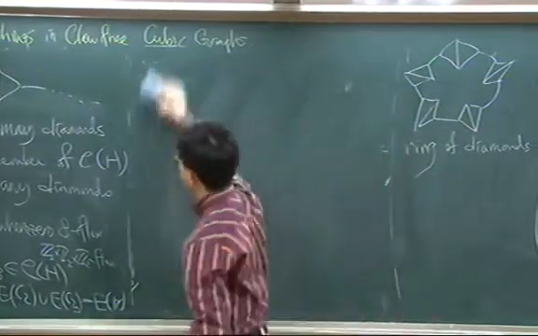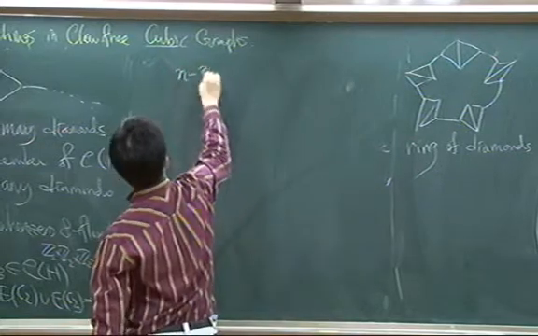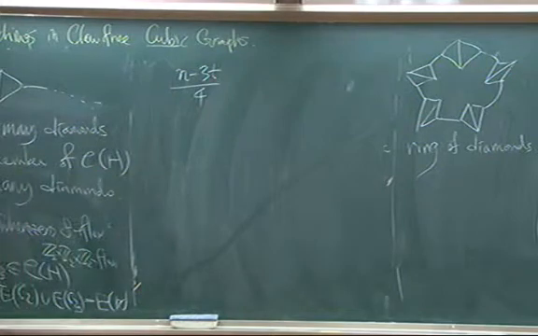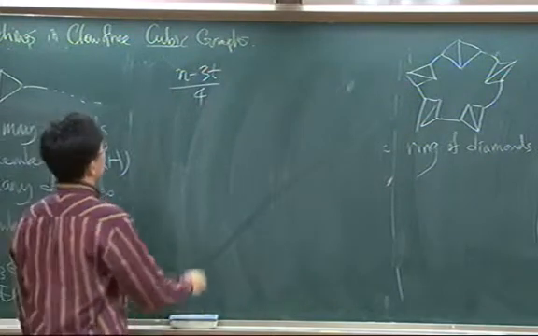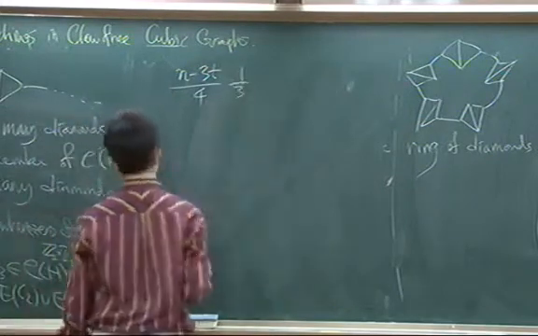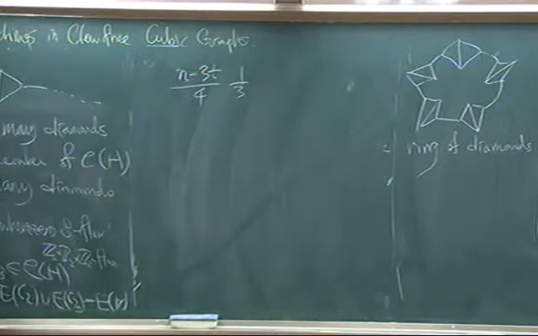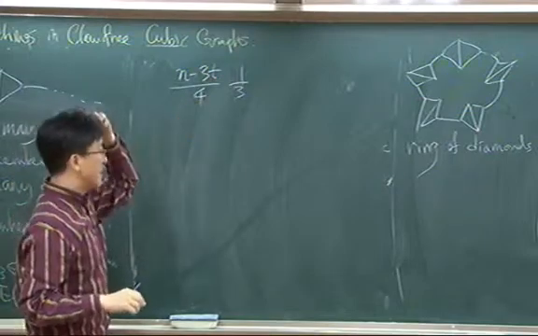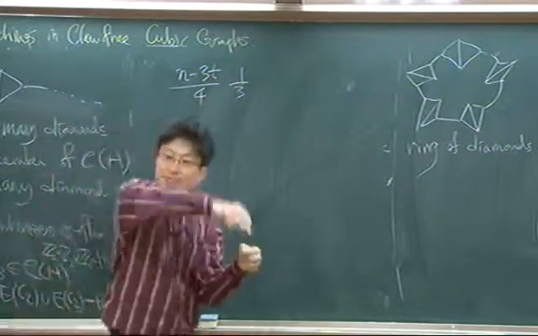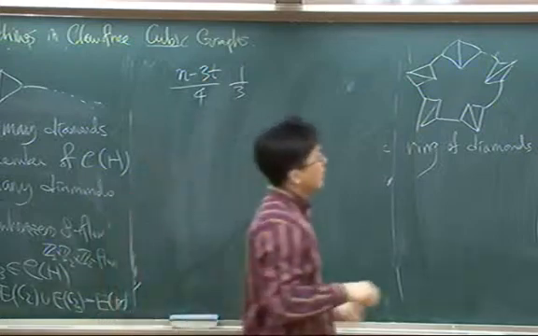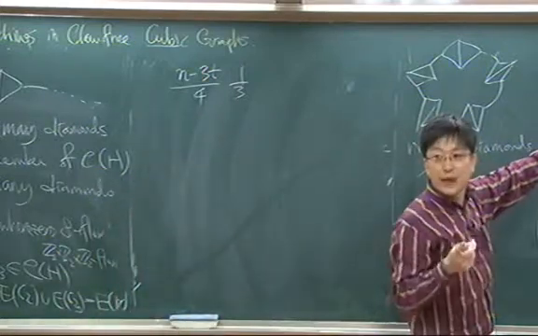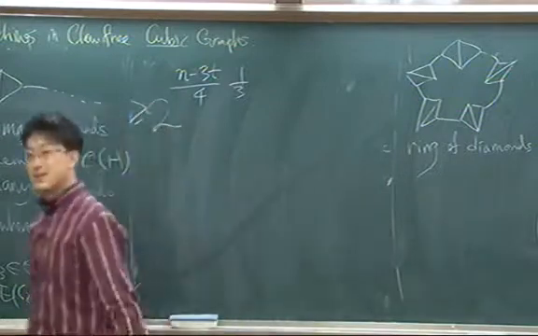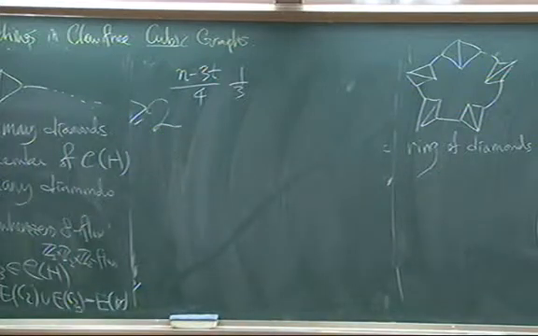So the number of diamonds is (n minus 3t) over 4. That's the number of diamonds. And there is a member of the cycle space containing 1/3 of them. That means there is a cycle using that many diamonds. And then for each diamond you have 2 ways. So you have at least that many perfect matchings.